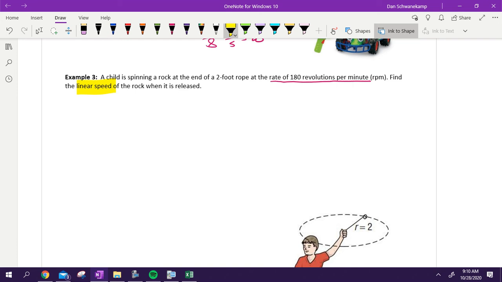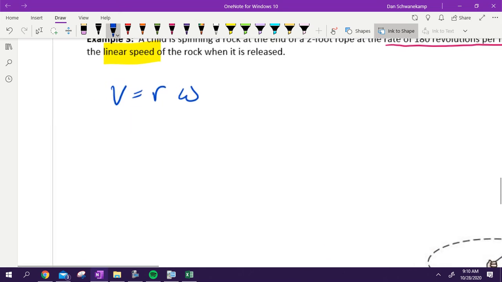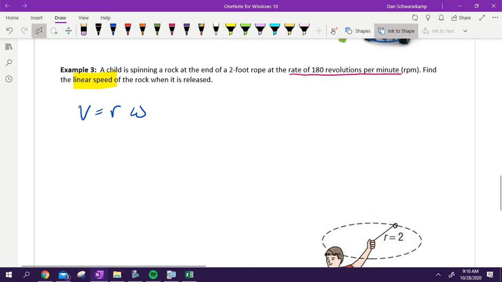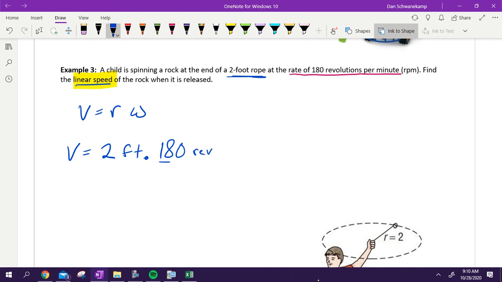So again, we're using our same formula that we've been using. Velocity is equal to the radius times the angular speed. I'm trying to find velocity. That's my goal. Find the linear speed. What do I know? Radius. What's my radius going to be? 2. It is a 2-foot rope. What is my angular speed going to be? Yep, it's 180 revolutions per 1 minute.